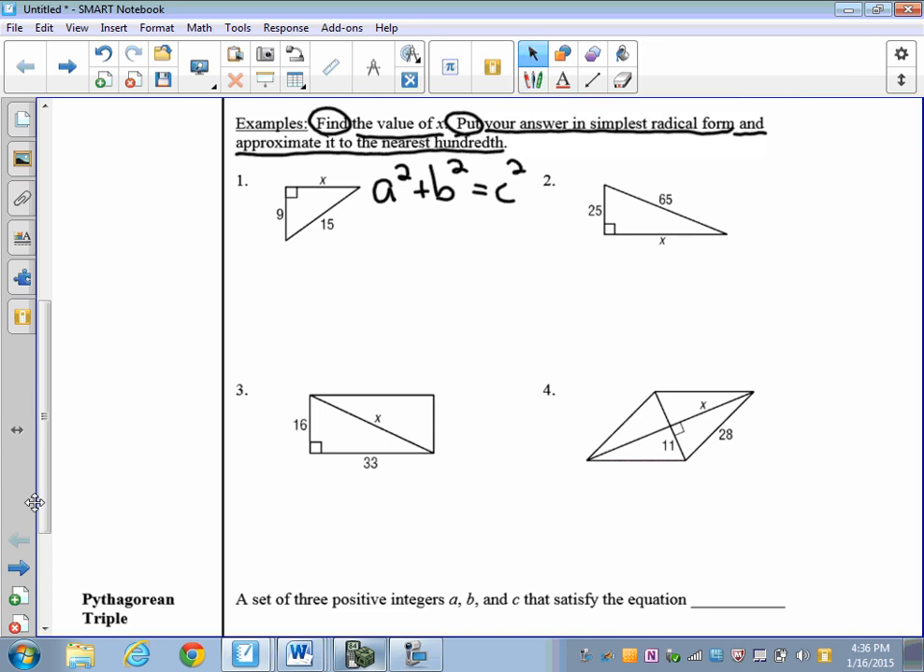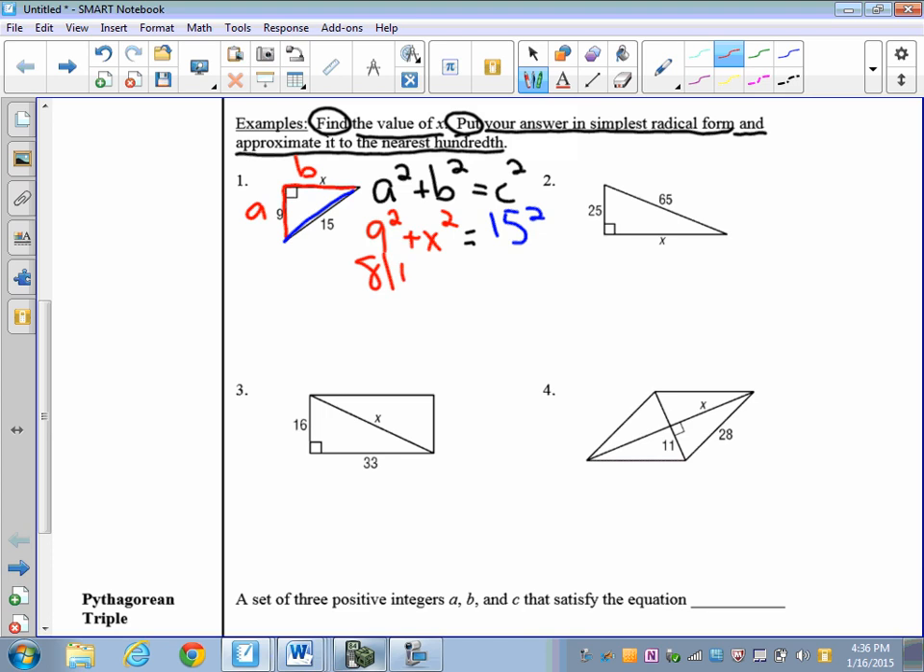So the legs are 9 squared plus x squared, and the hypotenuse, again, is c. That's going to be 15 squared. So what we do is we take the squares of all of these. 9 squared is 81 plus x squared, and that's going to equal 225. That's 15 squared. And then we just subtract 81.